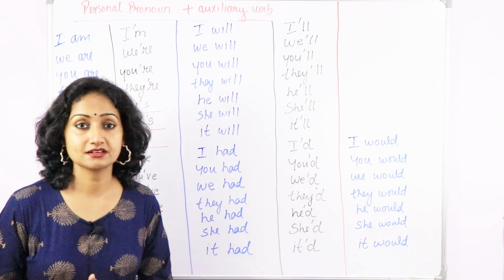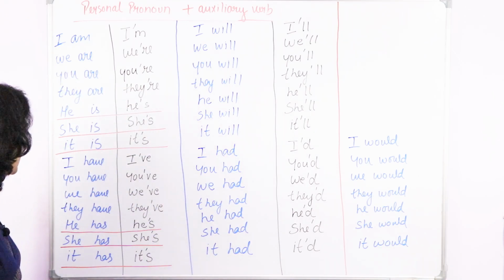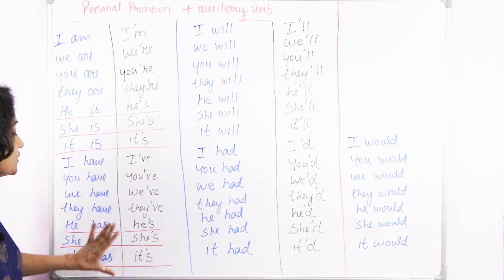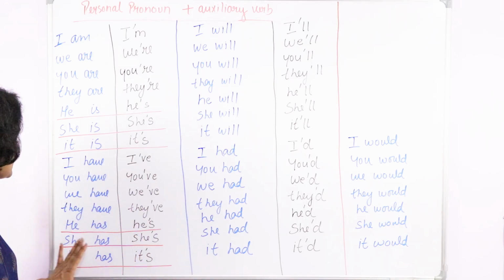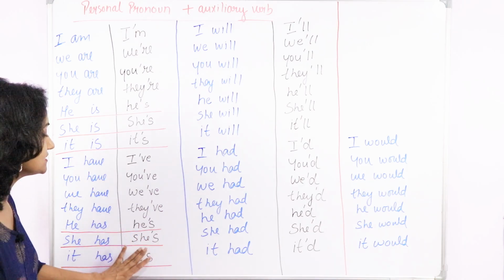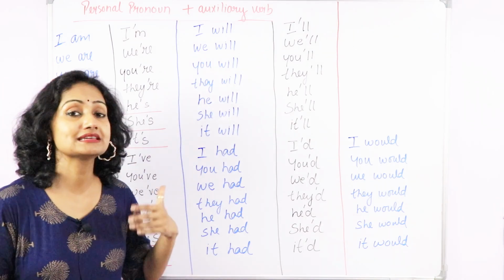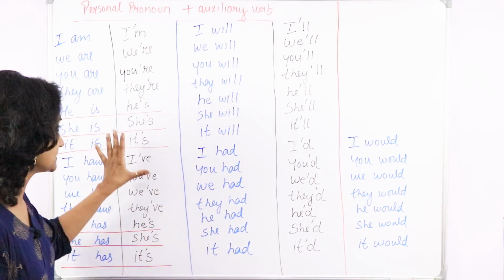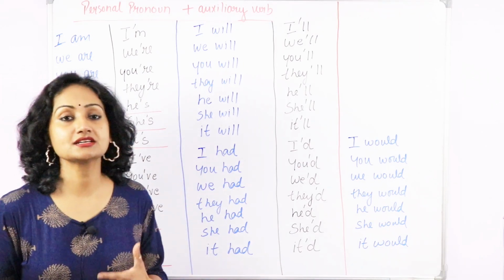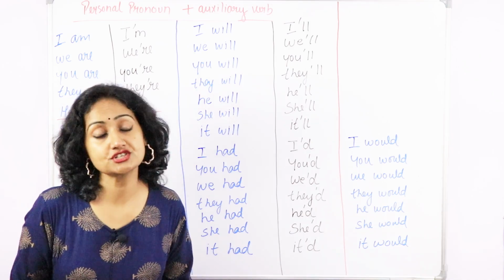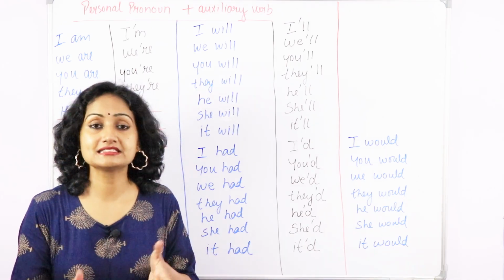They've written the letter. Now next is he has, she has, it has. So here the contractions of he has, she has, it has are like he's, she's, it's. These are the same as he is, she is, it is. Same contractions. Okay, so now the question is, how are you going to differentiate between he is and he has?